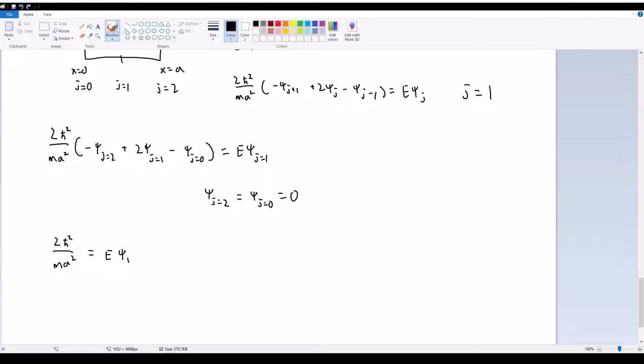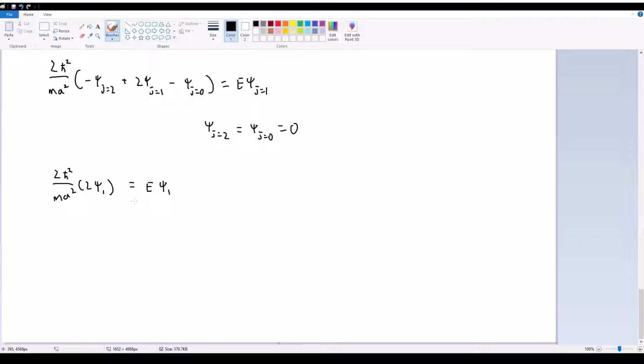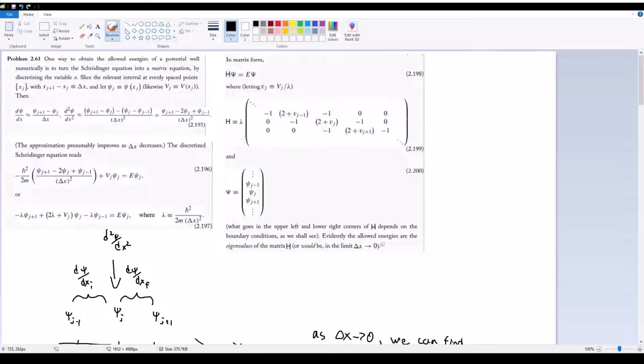Finally, whoops, sorry. I just realized I forgot to include on the left side the 2 psi 1 term. Okay, finally, if we want to write this in matrix notation, in this case it's a little bit trivial because we only have one equation, so the matrix is literally just going to be 2h bar squared over ma squared times 2 times psi 1, which is just a 1 by 1 matrix, is equal to e times psi 1. Because remember, the general form that we want is way up here.